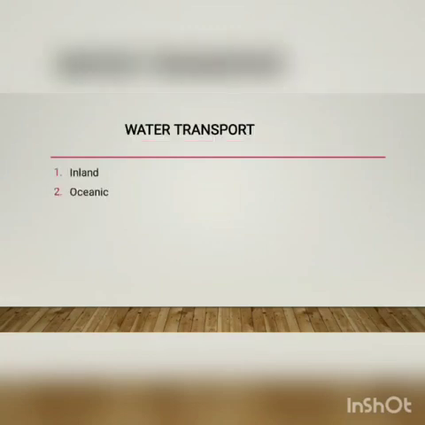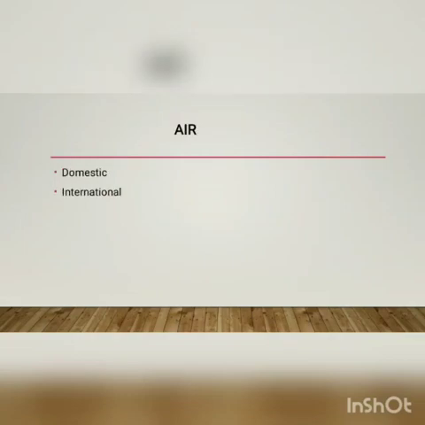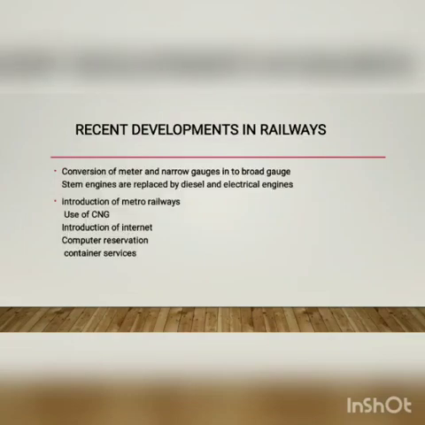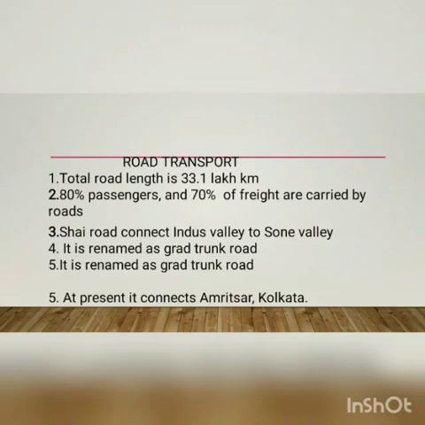Next is road transport. Maximum movement takes place over land. It has evolved from the use of animals earlier, and then with the invention of the wheel, other vehicles came into being. Revolution in transportation came after the invention of the steam engine. New inventions are pipelines, ropeways, and cableways.